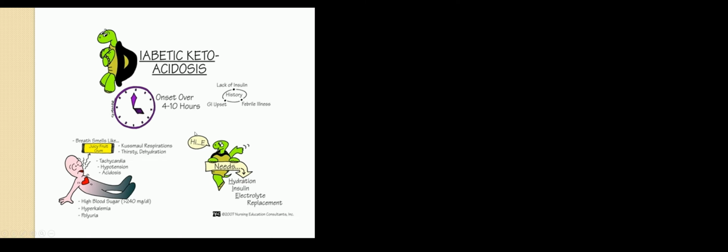So what are you going to do for these people that are in DKA? You're going to HI-E. They need a HI-E. They need hydration, insulin, and electrolyte replacement, right? Particularly potassium. So you're going to HI-E people who are in diabetic ketoacidosis.